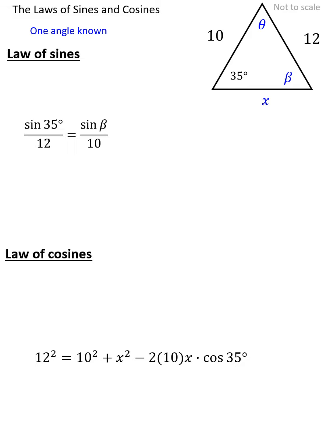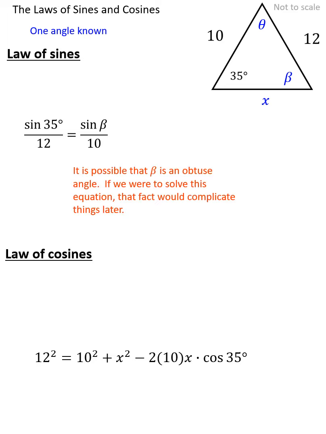I could solve one of them. I could solve the top one for beta. I could solve the bottom one for x. In fact, I would seem to get 2 pieces of information that way. But I am not going to solve that equation for beta right there. Solving that equation for beta actually introduces a very annoying complication.